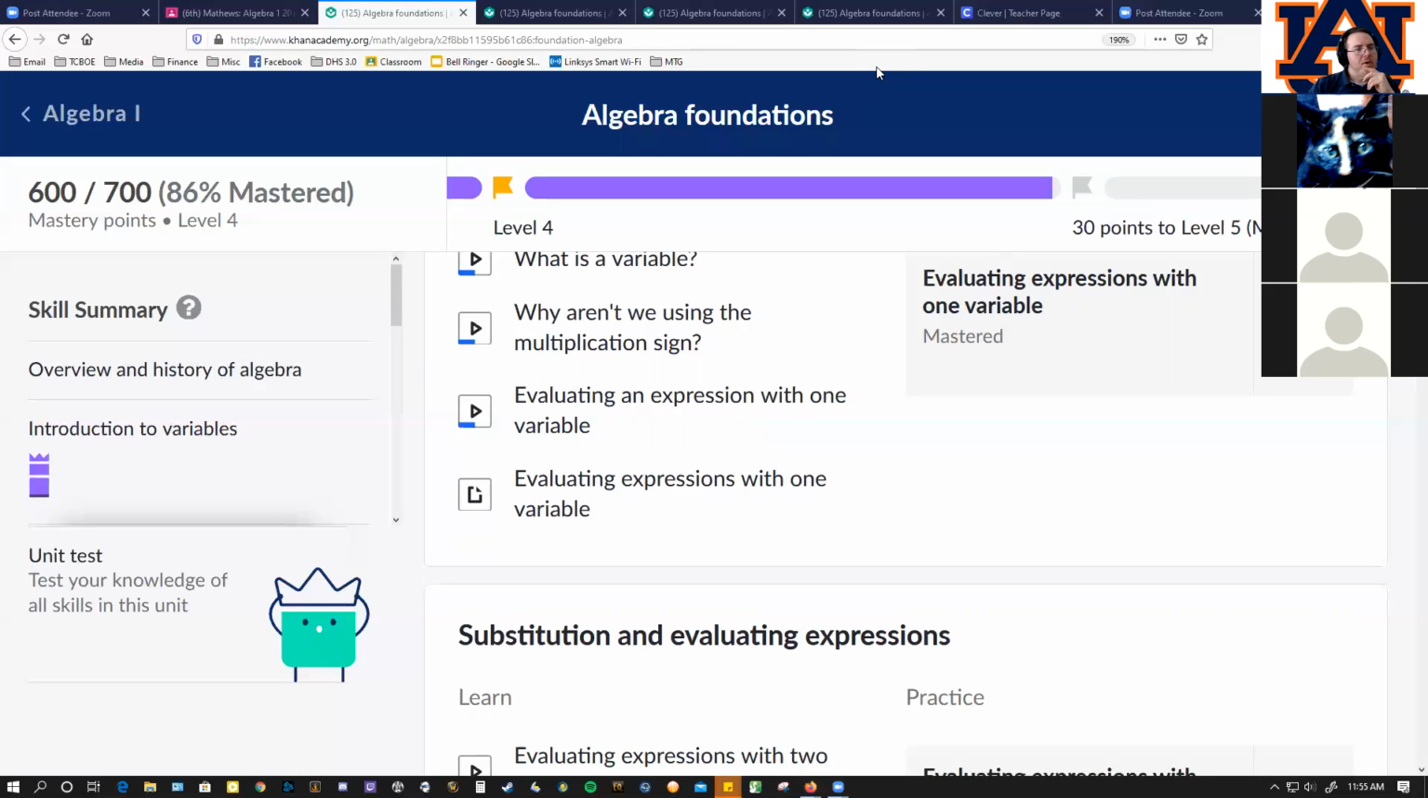Oh, did it let you annotate without me actually opening up the tool myself? That's interesting.